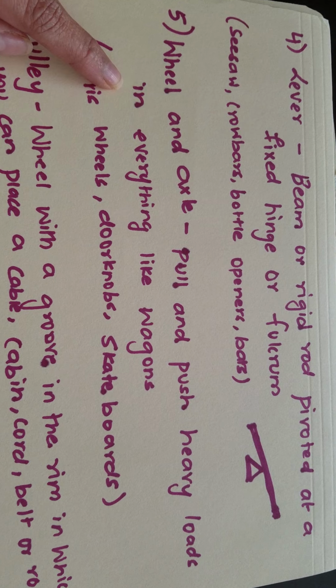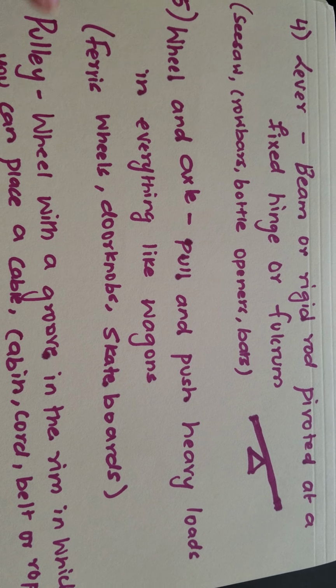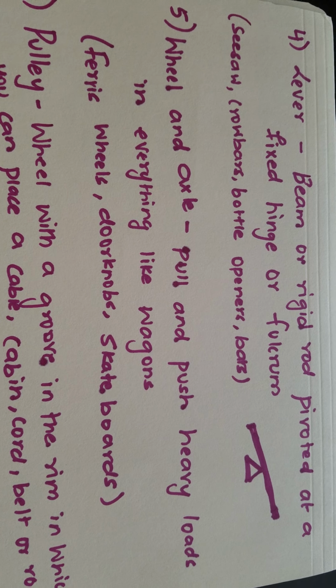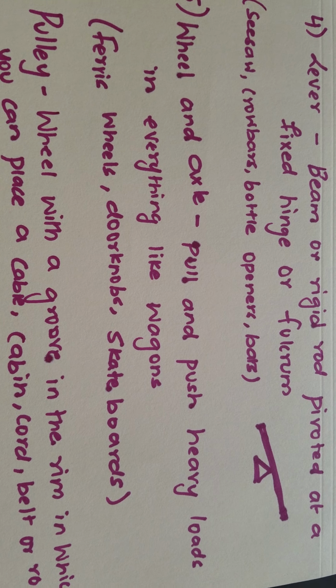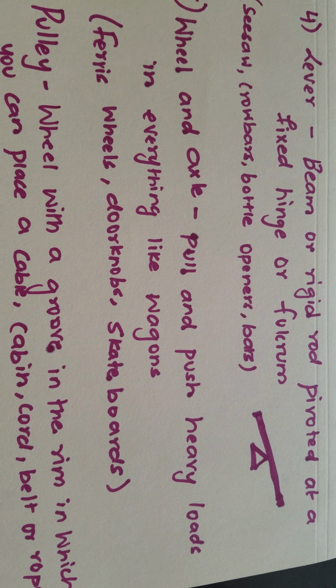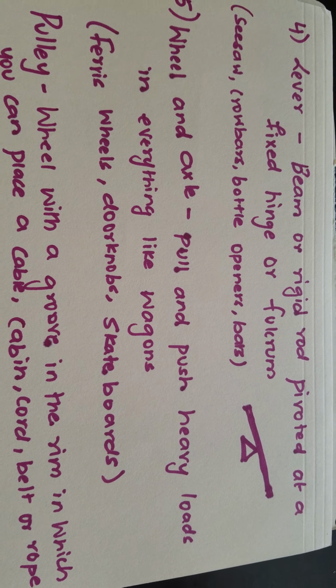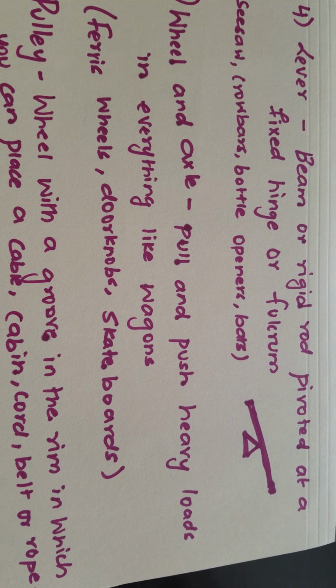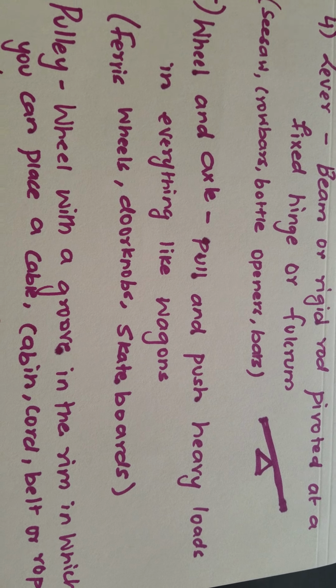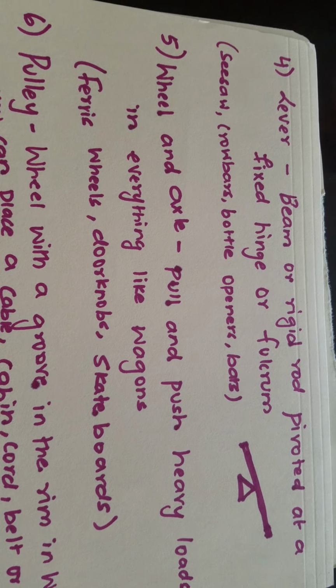The sixth one is a wheel and axle, which is used to pull and push heavy loads, in everything like wagons. So there's a wheel, there is an axle. A very simple example is a skateboard. A skateboard, a Ferris wheel, doorknobs, a bike, yes, a scooter, yes, that's a wheel and axle.